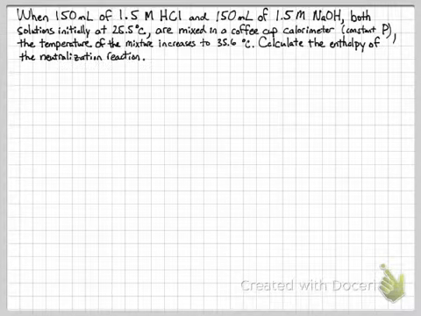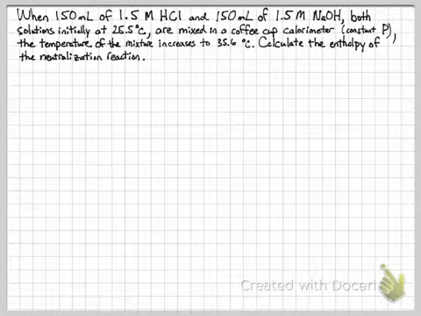So let's do a practice calculation. When 150 milliliters of 1.5 molar HCl and 150 milliliters of 1.5 molar NaOH, both solutions initially at 25.5 degrees Celsius, are mixed in a coffee cup calorimeter at constant pressure, the temperature of the mixture increases to 35.6 degrees Celsius. Calculate the enthalpy of this neutralization reaction.